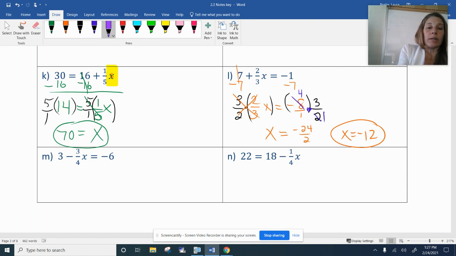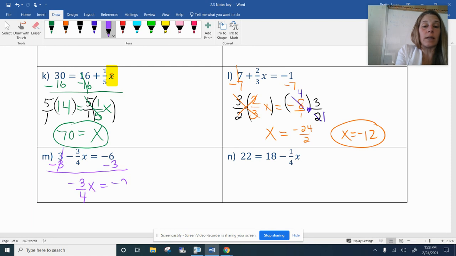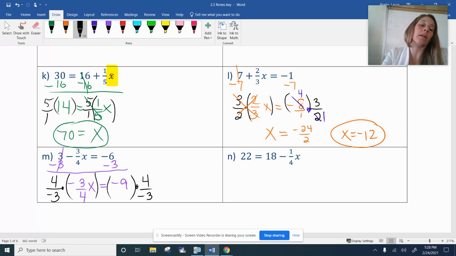Okay, this next one here, we're going to subtract the 3. So you want to add and subtract the numbers that do not have the variable attached to them first. And -6 and -3 is -9. Now we're going to multiply by the reciprocal, which in this case is 4/-3. Now, it doesn't matter which number you put the negative sign on.